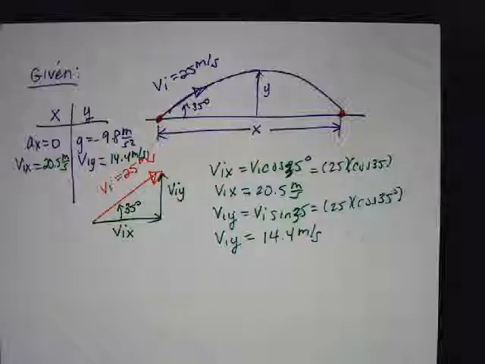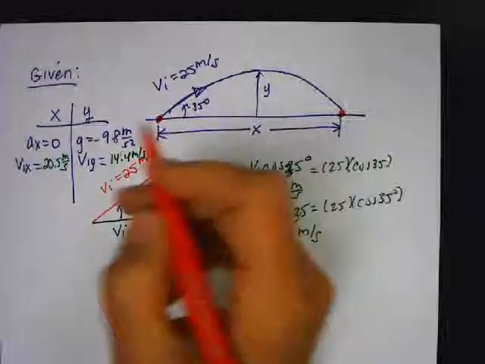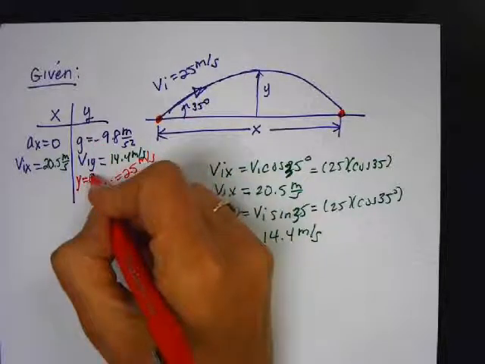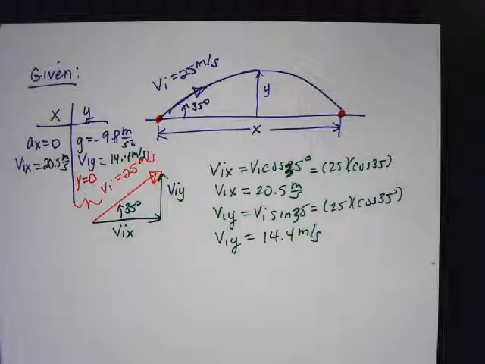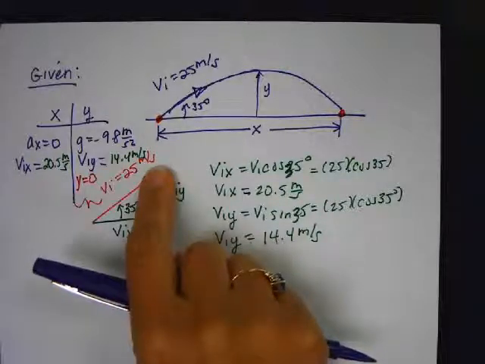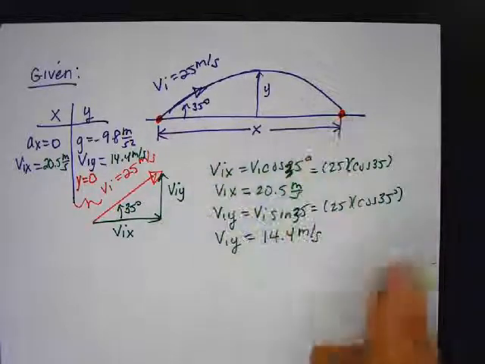What's my vertical displacement? Well, my vertical displacement from here to here, I'm back where I ended up, so y is equal to 0. And that's the key to this problem. So now I have three things here, and now I know where to start. Again, this is the total time that's in the air.